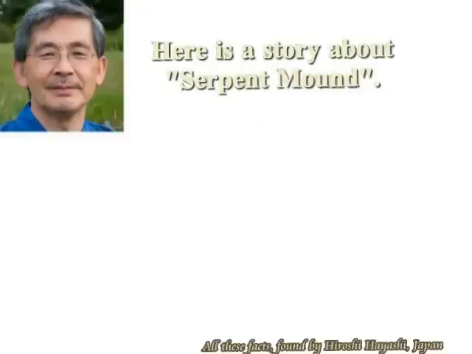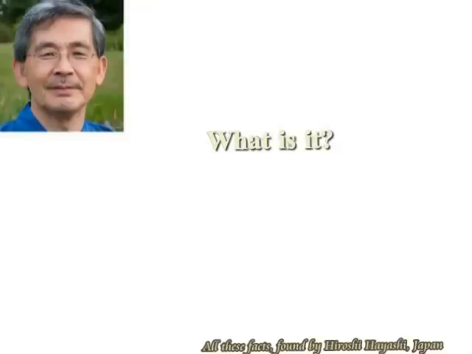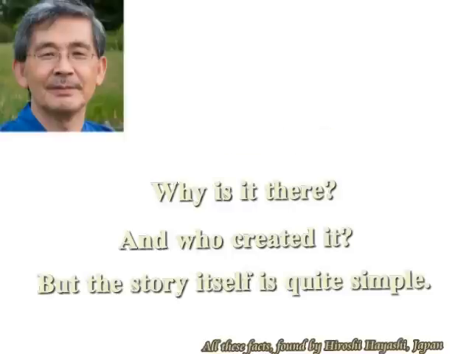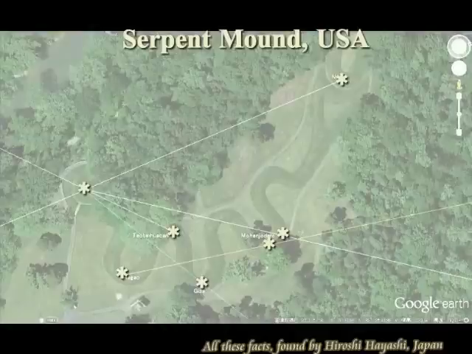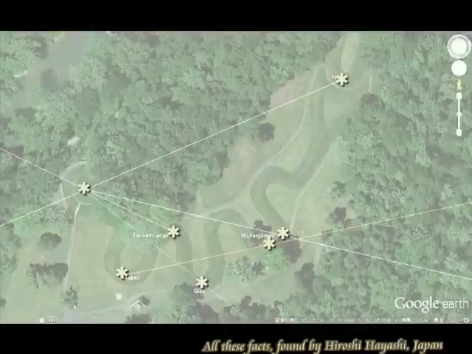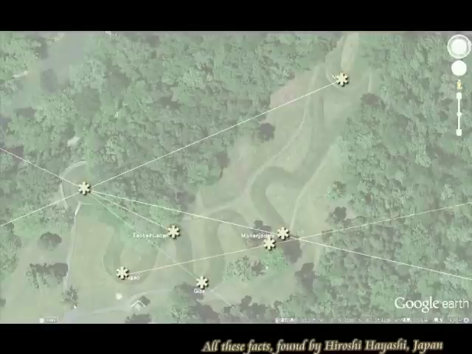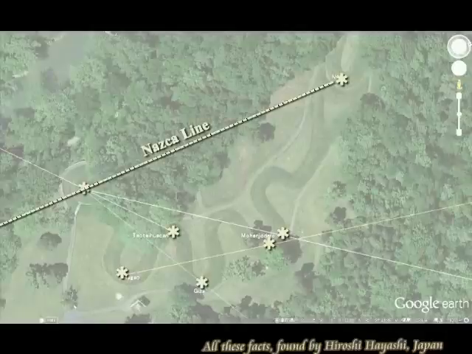Yes, again, let me talk about Serpent Mound. It's very important because no one has ever known this fact. Why it is here and who created it, but the story itself is quite simple. My story is very simple, I say. If you see this point, you can't tell which point shows the direction to each point. But if you draw a line and connect it with the line of the serpent, then two of these points show the direction to each point.